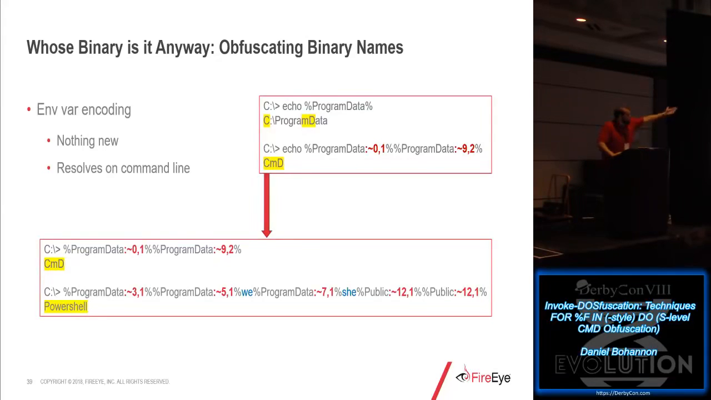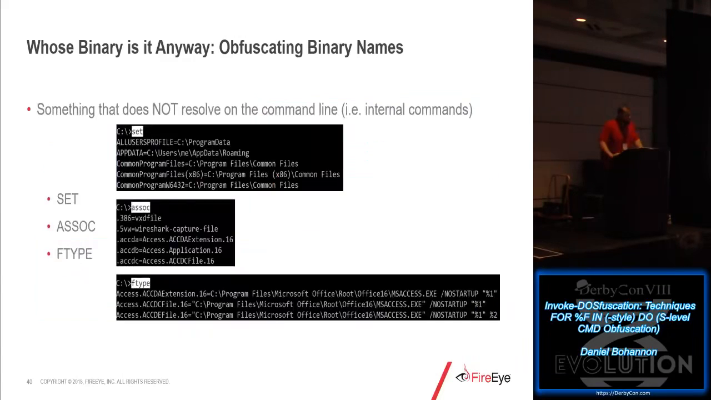So ProgramData is going to produce C:\ProgramData, assuming that C drive is what you're using, which is maybe not a great assumption to make for all red teamers. But if we then echo out substrings, we can actually have it produce the string cmd. And we can do that for cmd, for PowerShell, or whatever you want.